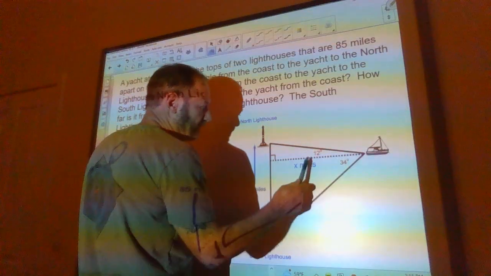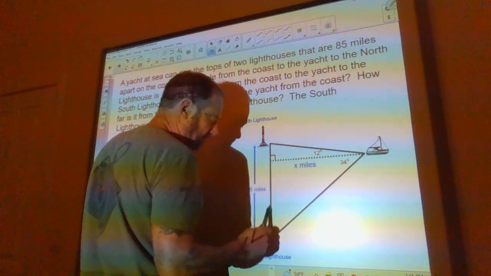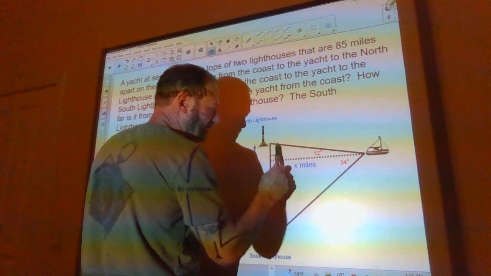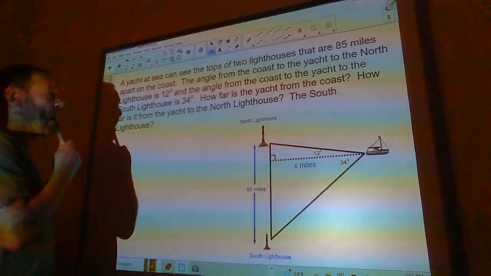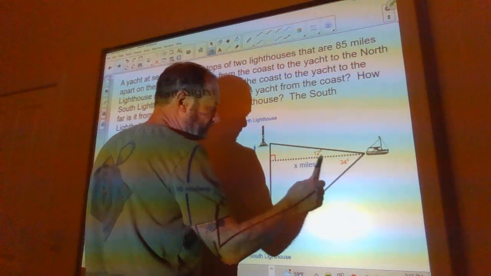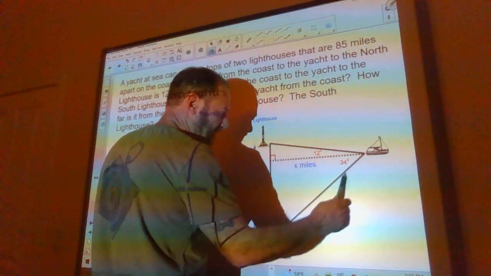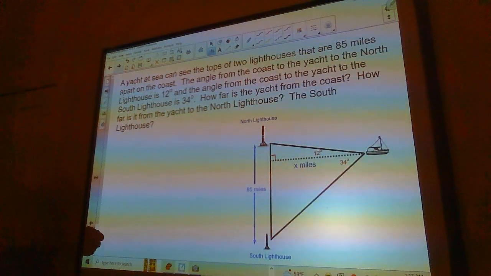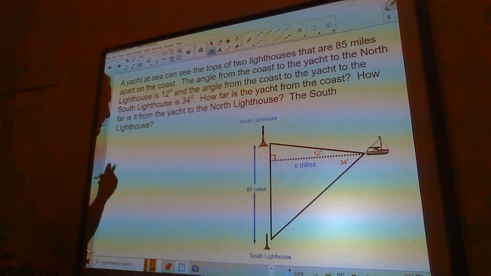So this angle from the coast, here's the coast all along here, from the coast to the yacht to the lighthouse is 12 degrees. All right, the south lighthouse angle is 34 degrees. So this angle right here is 34 degrees. How far is the yacht from the coast? How far is the yacht from the north lighthouse and from the south lighthouse? So basically I have to solve this picture.